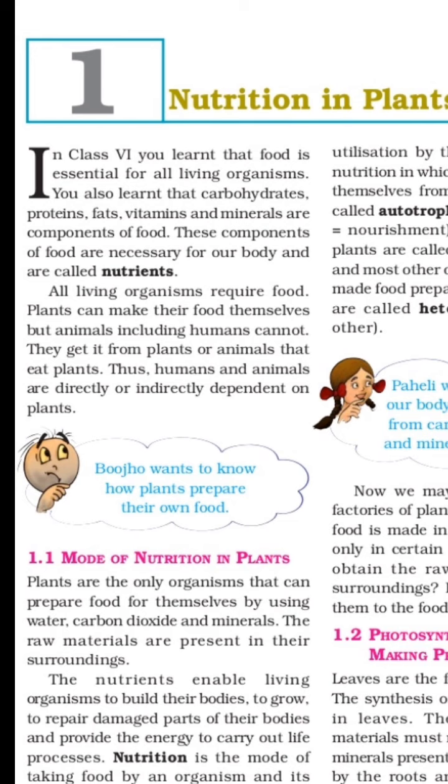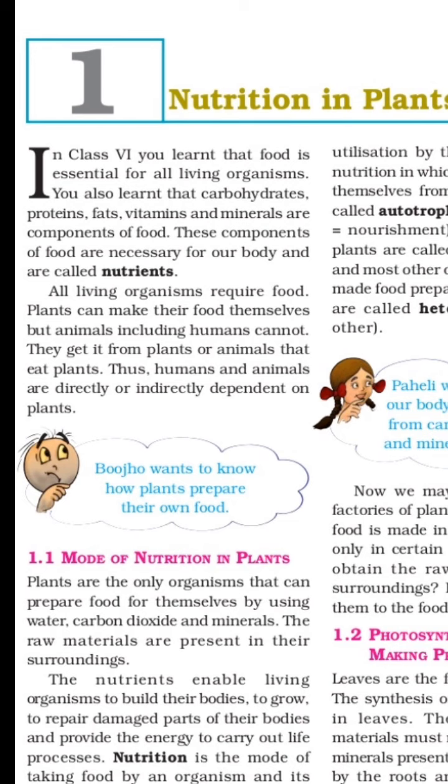In the last academic year, in chapter number 1, we learned that only plants can make their own food, and for this they are called autotrophs. After that we learned about herbivores, carnivores, and omnivores. What is the meaning of herbivore? The animals which depend upon plant products. Carnivores are the animals which depend upon other animals. And omnivores are the animals which depend upon plants and also animal products.